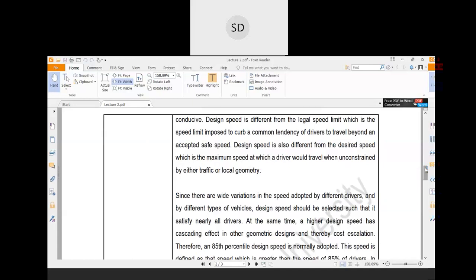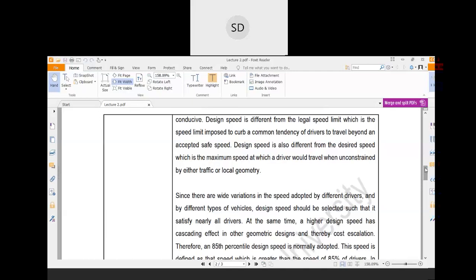So basically, for the speed limitation, generally the 85 percentile speed is considered as the upper speed limit, and the 15 percentile speed is considered as the lower speed limit. But for the design speed, it is the 98 percentile of the speed. Now let us discuss what that percentile speed is.